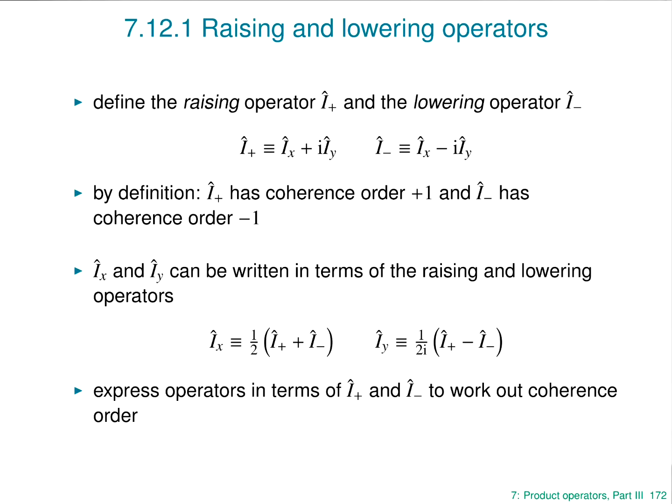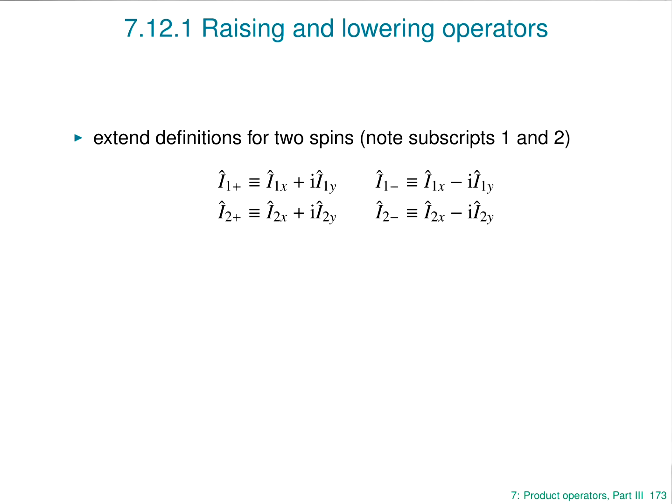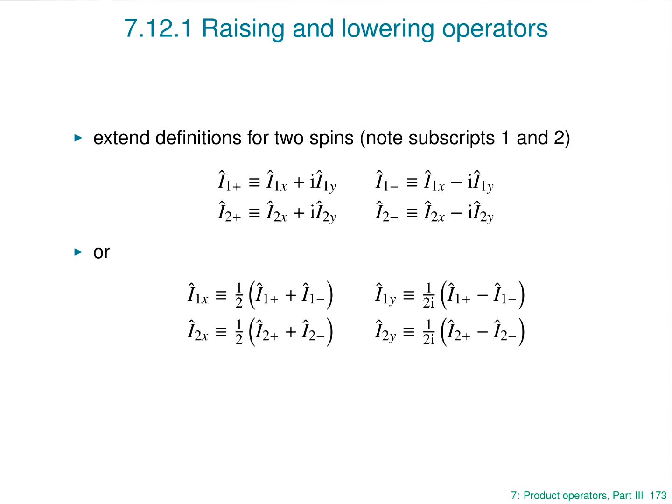Now this is all for one spin. We need to do this for 2 spins, and you do exactly what we did before. You generate all the same set of operators, but you have one set of operators for spin 1. So we have an I1 plus, which is I1x plus i times I1y, and we have an I1 minus, which is I1x minus i times I1y. And then we have the same thing for spin 2, I2 plus and I2 minus. So it's just the same definition, but applied to spin 2. And of course, in exactly the same way, if I take I1 plus plus I1 minus, it's just I1x. If I take I1 plus minus I1 minus, it's just I1y, and so on. So we can express any of our operator products we've looked at in terms of I1 plus, I1 minus, I2 plus, and I2 minus. And in that way, we can classify things according to their coherence order.